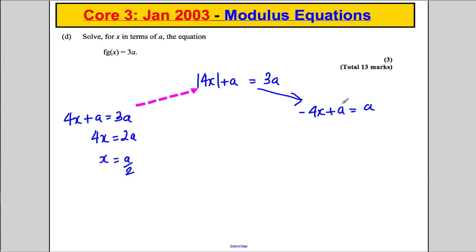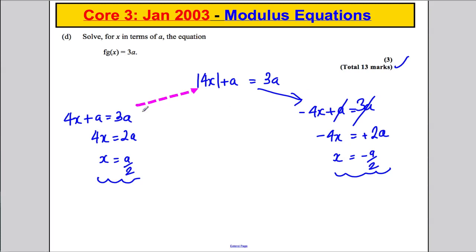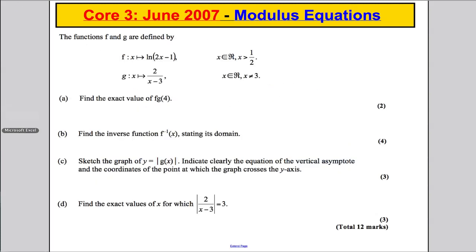And what could I do to both sides? I could subtract a off both sides. I get negative 4x is equal to 0. Sorry, that was 3a there. I've made a mistake. That was supposed to be negative 4x plus a equals 3a. So I can subtract an a off both sides and get negative 4x is equal to positive 2a. Divided by negative 4, x would therefore be negative a over 2. Our x is a over 2 and negative a over 2. There's our 13 marks. Next question, pause, have a go.